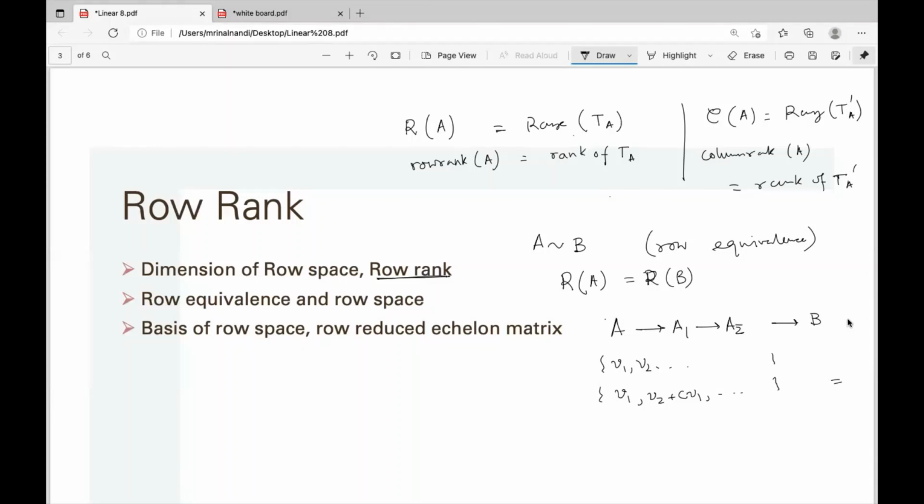Now the converse question is, if there are two matrices which have the same row space, are these matrices row equivalent? Yes, obviously, because any row of B can be written in terms of a linear combination of the rows of A. Every row of B can be written as a linear combination of the rows of A.